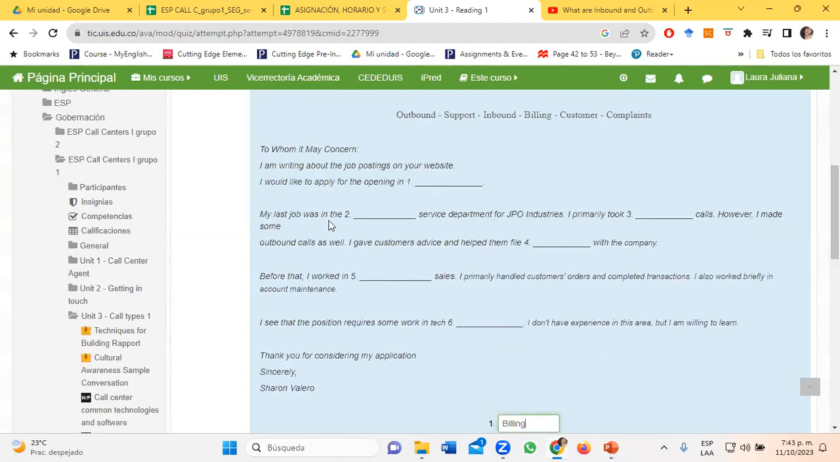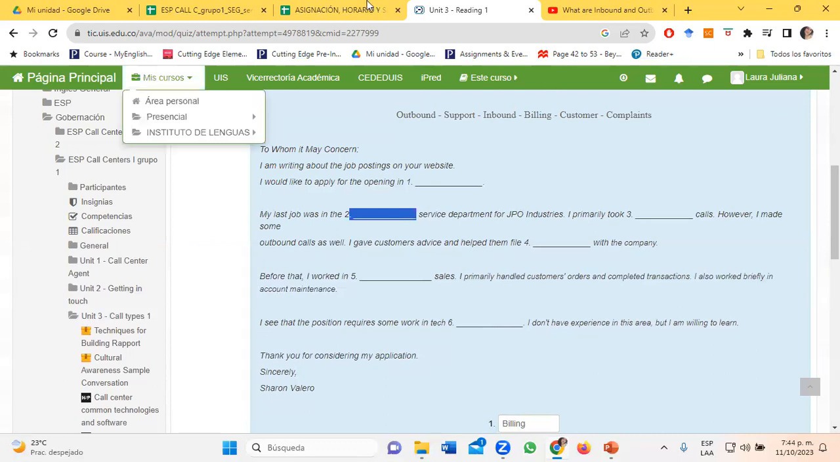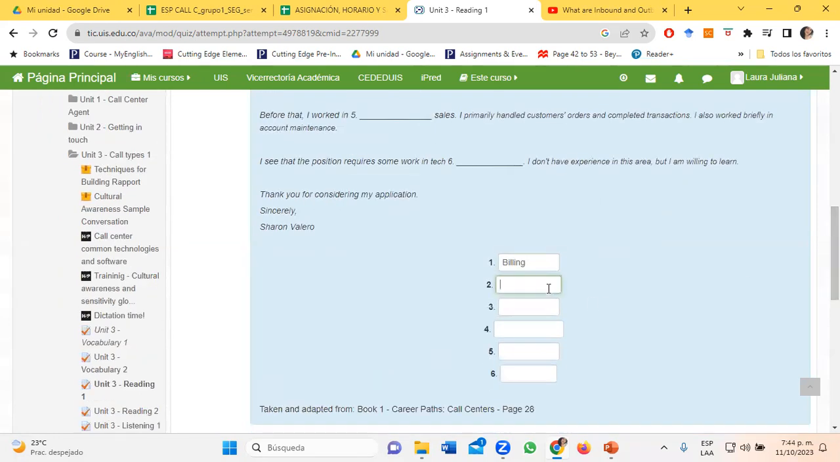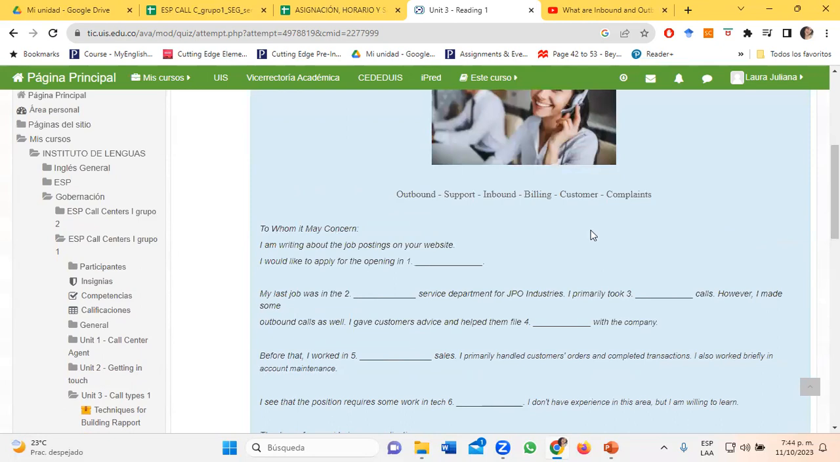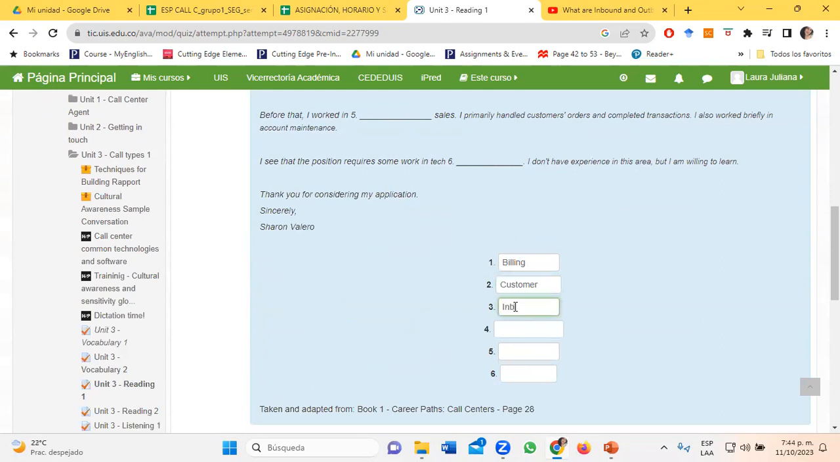Let's see, Carlos, for the second one. So 2 and 3. Yes, teacher. My last job was in the service department, EPO industries. I primarily took calls. However, I made some outbound calls as well. Okay, stop there. So let's compare. My last job was in the... The answer for number 2 is customer. Yeah, in the customer service department. And number 3, Carlos, I primarily took inbound calls. Inbound calls.